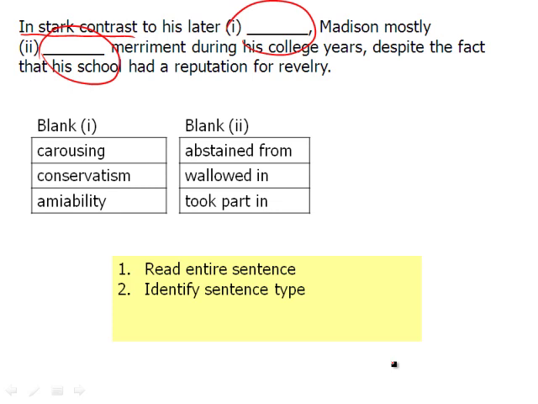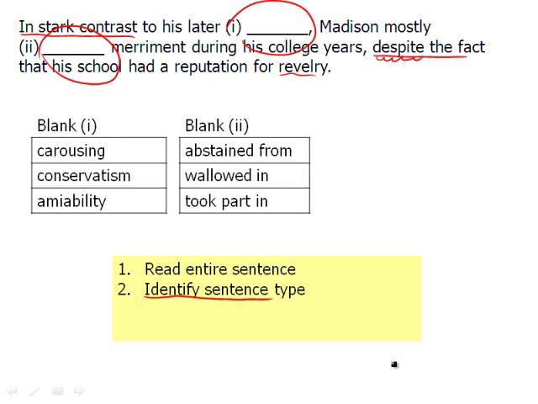Is this the fun guy one, or is he having fun during his college years? That's when we always have to remember what the rest of the sentence says. So, despite the fact that his school had a reputation for revelry. Now you can see that there's another contrast going on here. So it's sort of a double contrast when you identify the sentence type. And you'll see that there is more complexity in two blank text completions simply because there's typically more words and there are two blanks. Once we get to three blank text completions, it's even going to be more complex.